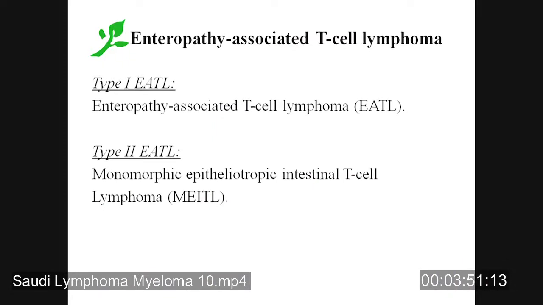Next are the enteropathy-associated T-cell lymphomas. Previously, as we know, in 2008, we had type 1 EATL and type 2 EATL. Type 1, as we know, is associated with celiac disease. In 2016, it's called enteropathy-associated T-cell lymphoma, EATL, without numbering. And type 2 is now the monomorphic epitheliotropic intestinal T-cell lymphoma, MEITL.